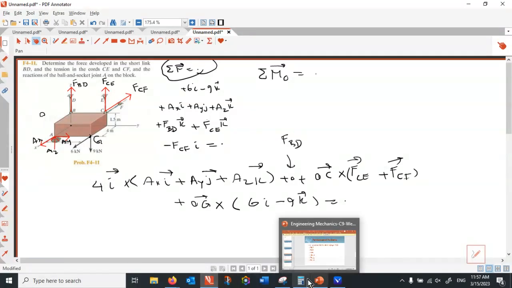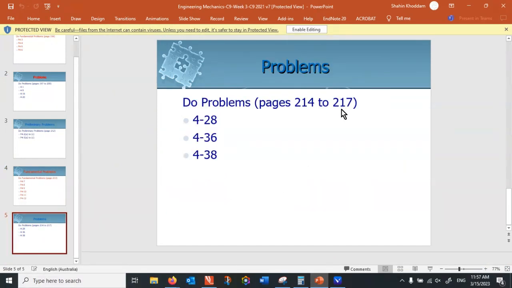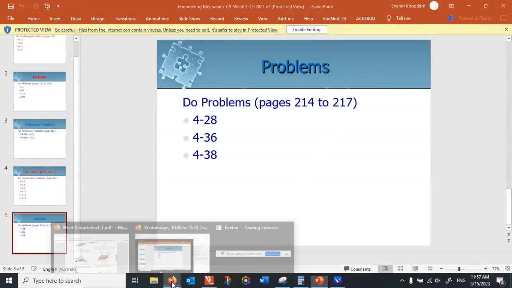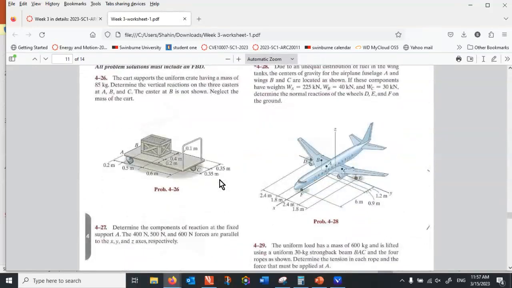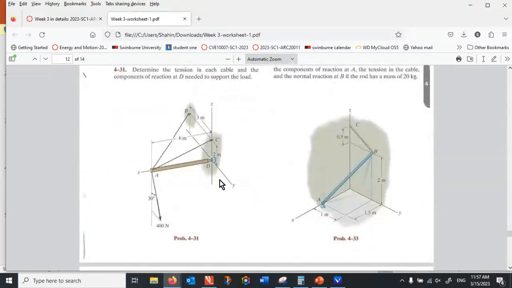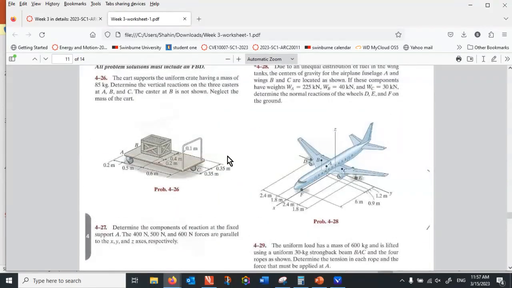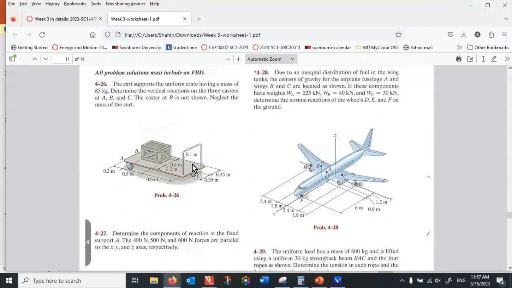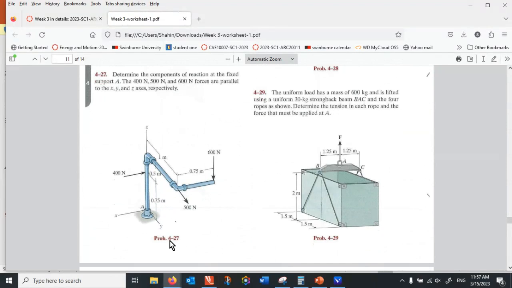All right, so what else? Going to the last page, 14 and 17. I think we can do one problem from each. Would you be happy if we do 4-27 from here?